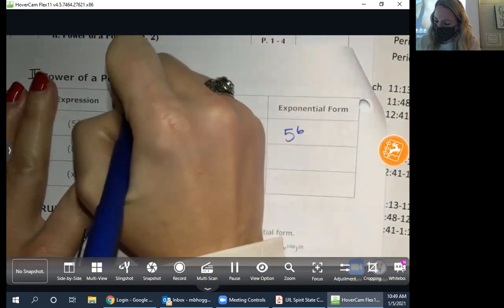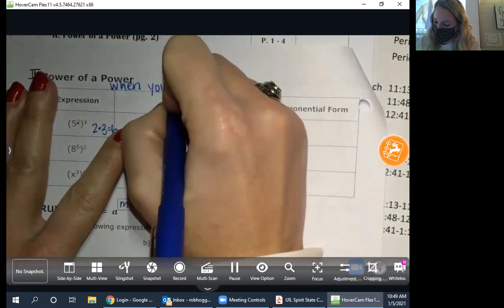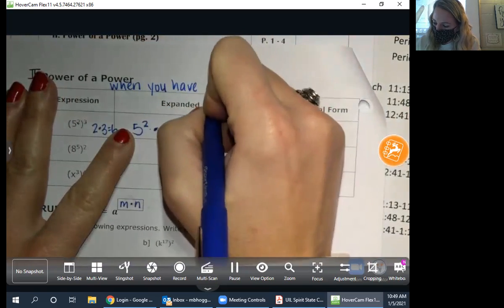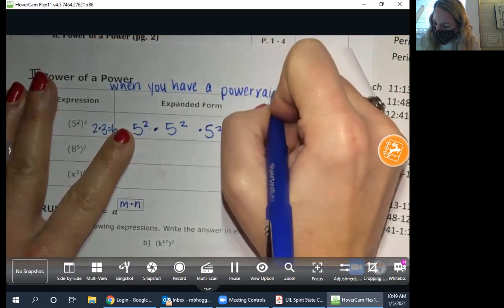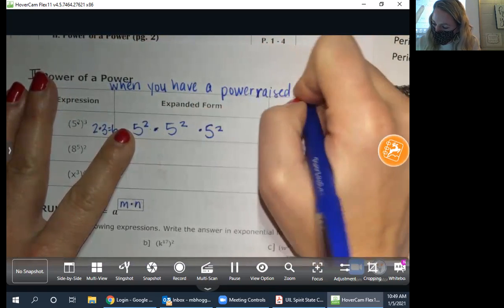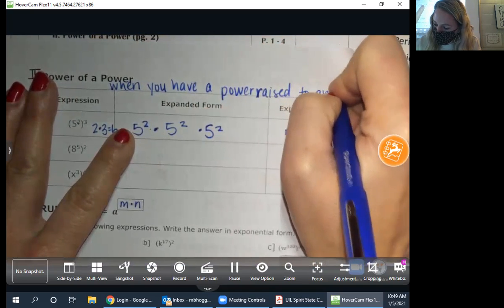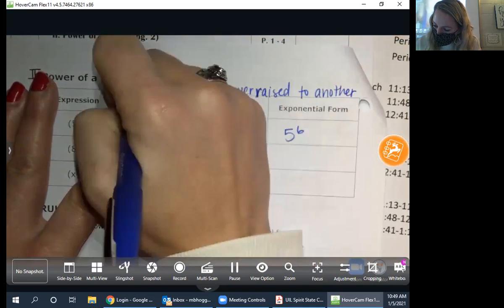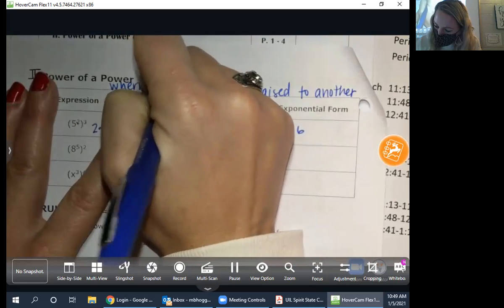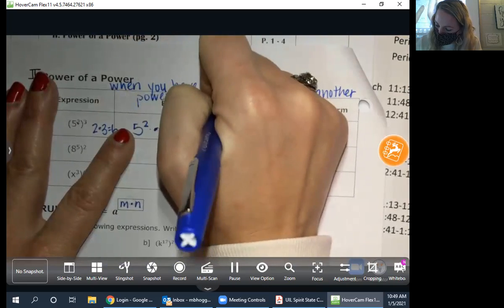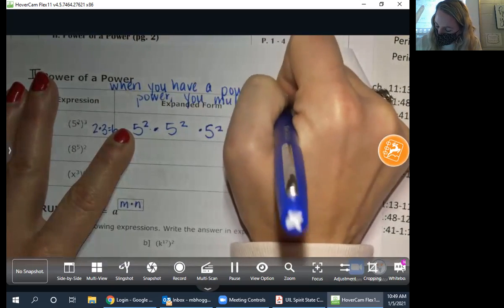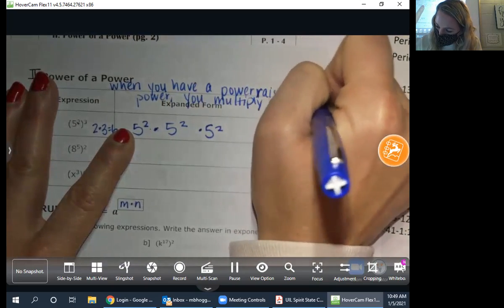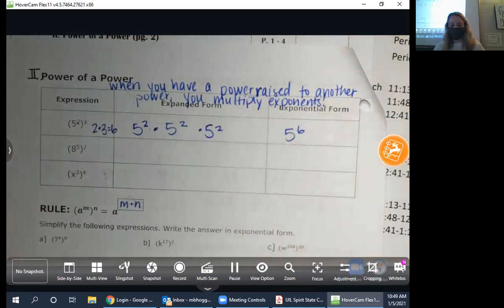So write this at the top. When you have a power raised to another power, you multiply your exponents. Okay, when you have a power raised to another power, you multiply your exponents.